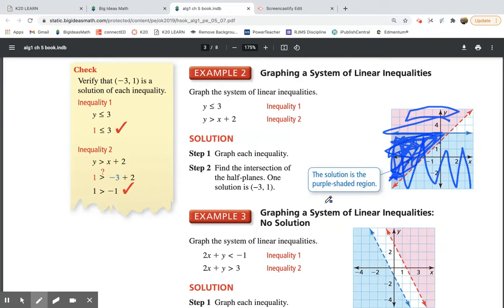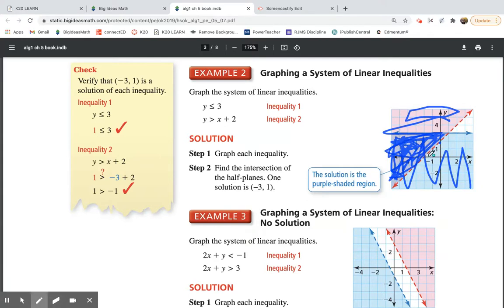Okay. It does say you can find the intersection of the half planes. So one solution, all that means is you can pick any number in that part and it's a solution, and you can use that to check. So they said (-3, 1). It doesn't have to be (-3, 1). That's just what they chose.